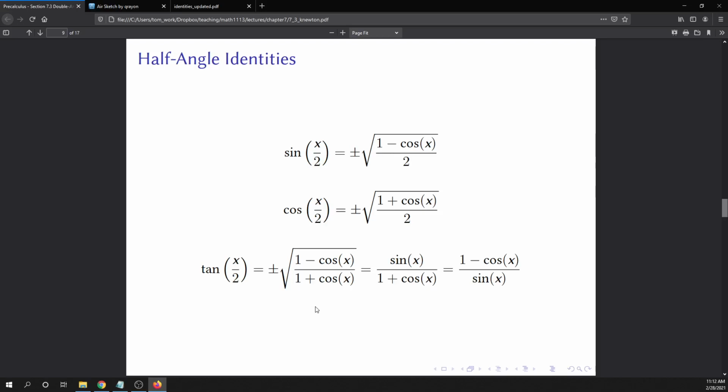All right, so these are the half angle identities, and what we are going to do in the next video is to take a look at how these are used.